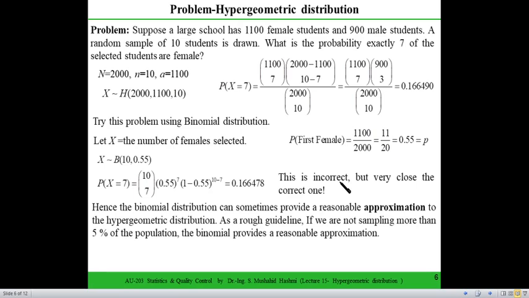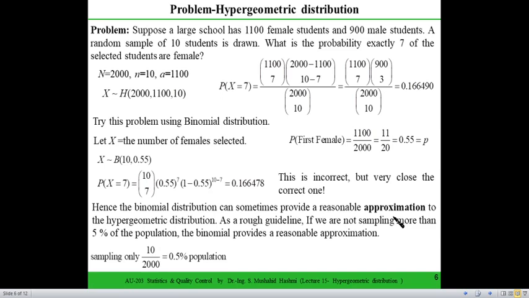So from this particular example, we learned that we can use binomial distribution to evaluate the probability even for a case of without replacement, and that is the case of using the hypergeometric distribution. As a rule of thumb, a rough guideline, if we are not sampling more than 5% of the population, let's say here our population is 2000 and we are just sampling 10, then this binomial approximation provides a reasonable approximation to this hypergeometric distribution.